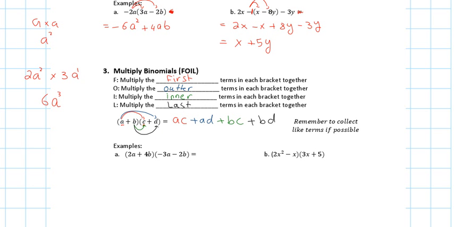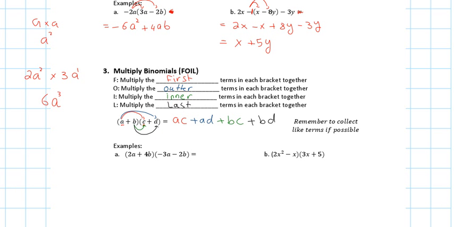Okay? At the end, you're going to have to think about, do I have like terms? Sometimes you do have like terms to add together. In this case, I don't, because all my terms are different, right? I don't have any other AC, I don't have any other AD, I don't have any other BC, nor BD, right? I don't have any like terms in this case, but most of the time you will have like terms where you have to collect them. Okay?